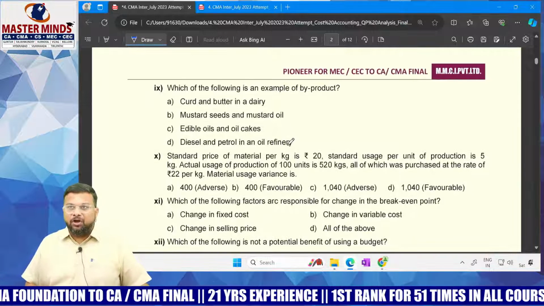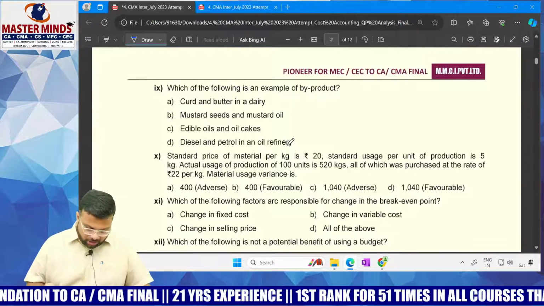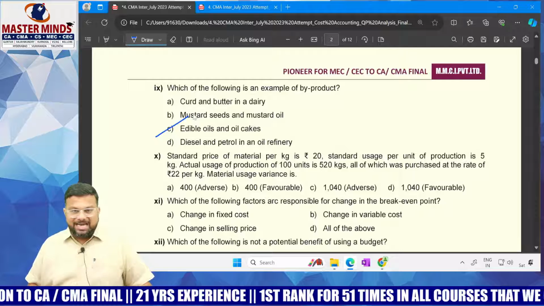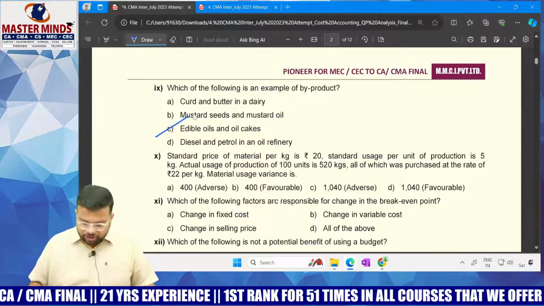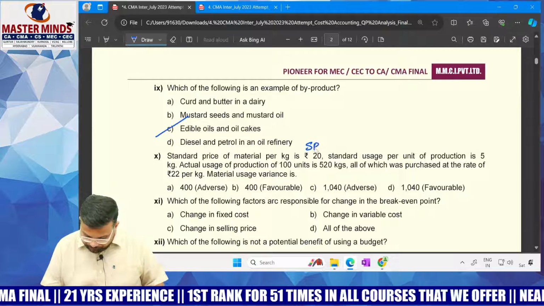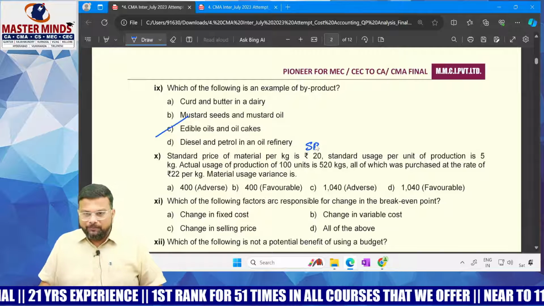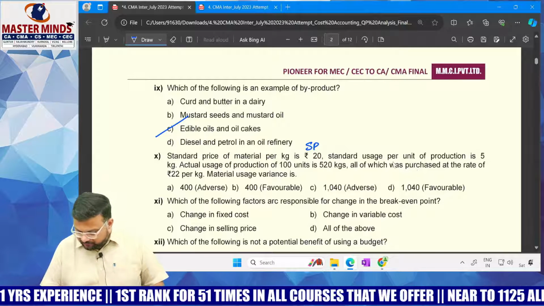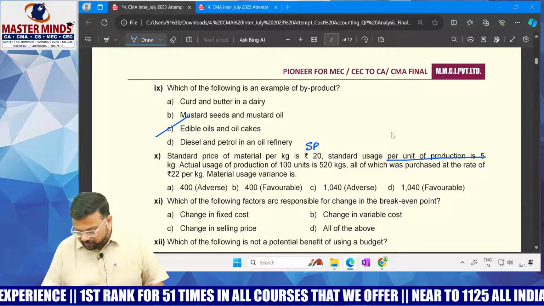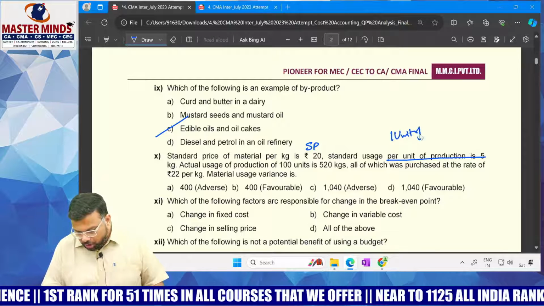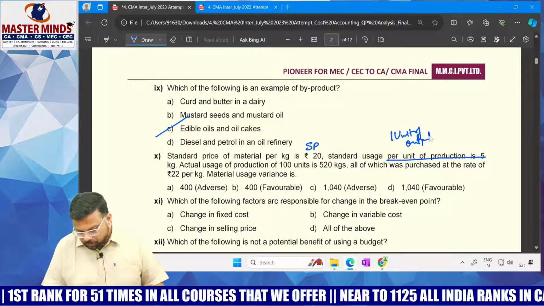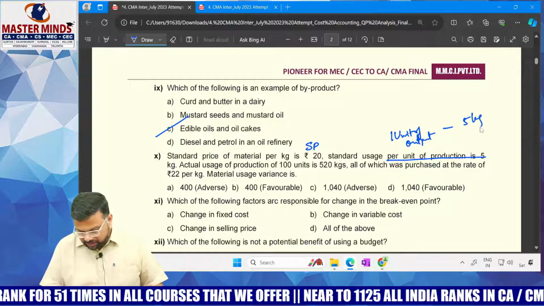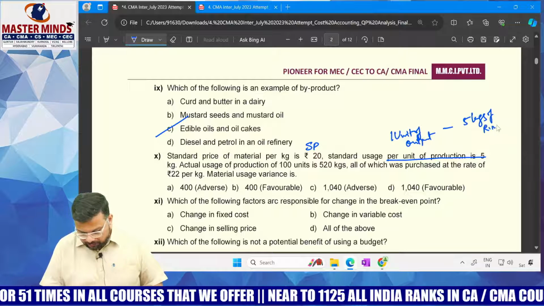Next, which of the following is an example of byproduct? Obviously, the answer will be C. Standard price of the material per kg is 20. That is SP. Standard usage per unit of production is 5 kgs. That means standard information is given for 1 unit of output. For 1 unit of output, we require 5 kgs of raw material.